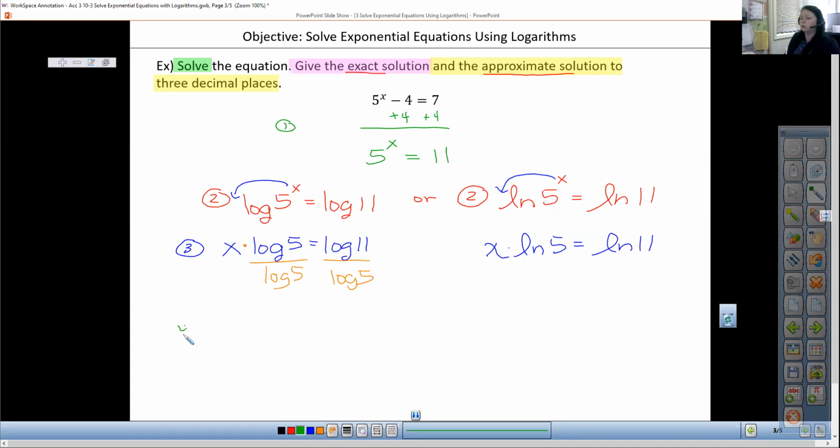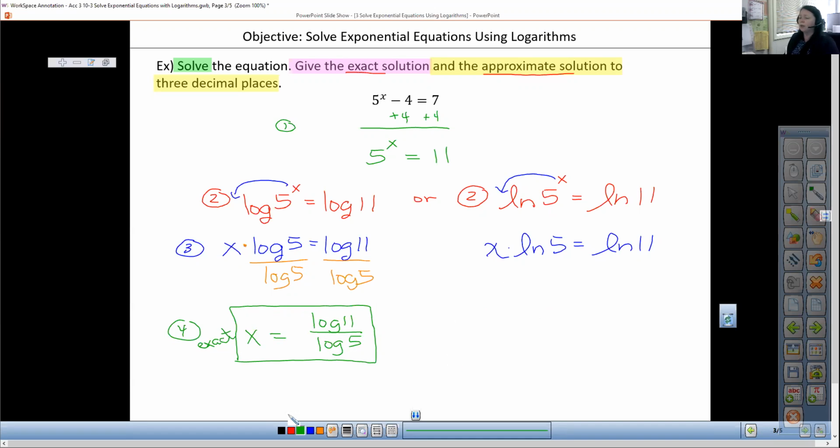And that's going to now give us x equals the log of 11 divided by the log of 5. Remember that in our properties of logarithms, there is no property that allows us to combine these in any way. This is a division of two logarithm values, and so we just leave it in this form. This right here would be our exact solution.